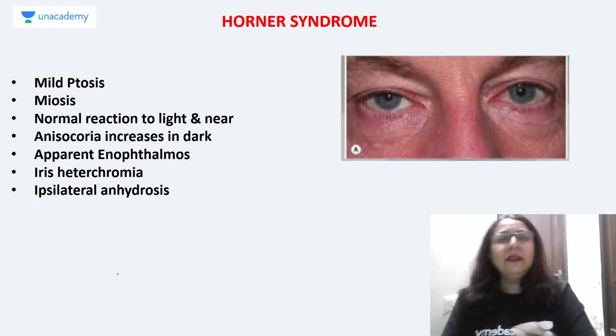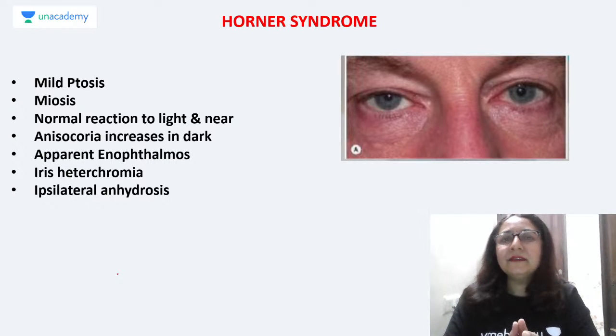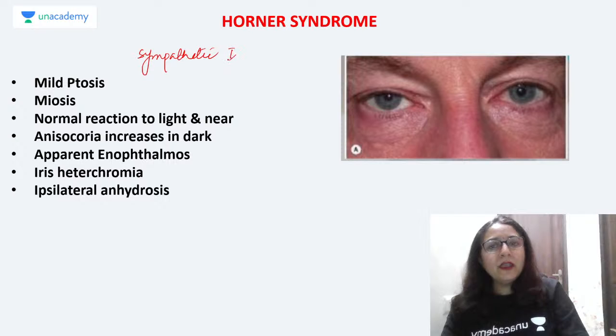Okay. Right. Now coming on to Horner syndrome. We know there is abnormality in the sympathetic innervation: the sympathetic innervation to the pupillary dilator muscle and to the Muller muscle. So that leads to the ocular features which we see in Horner syndrome. When the sympathetic innervation to the Muller muscle is affected, that leads to mild ptosis due to Muller muscle palsy.